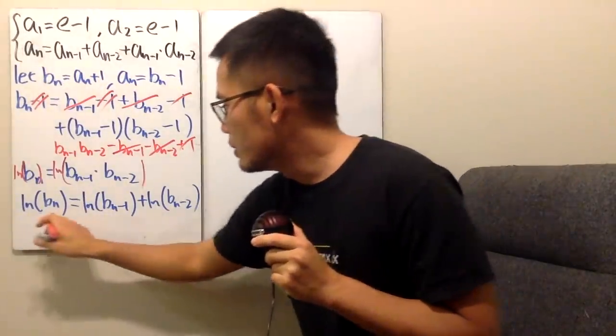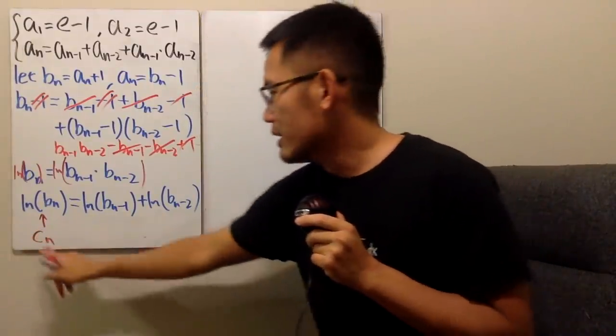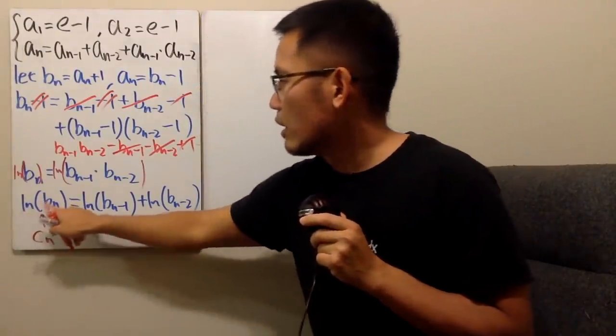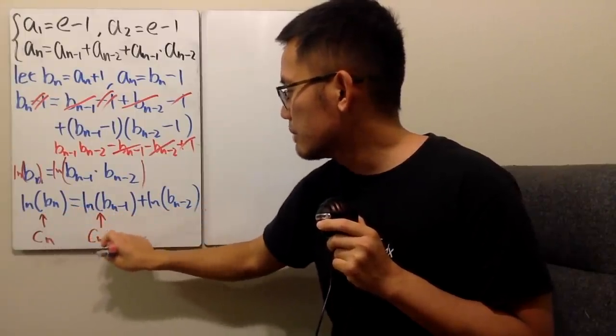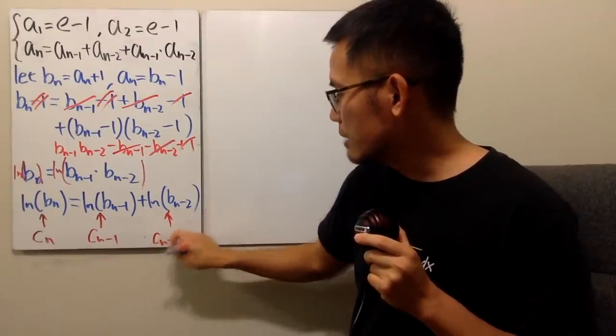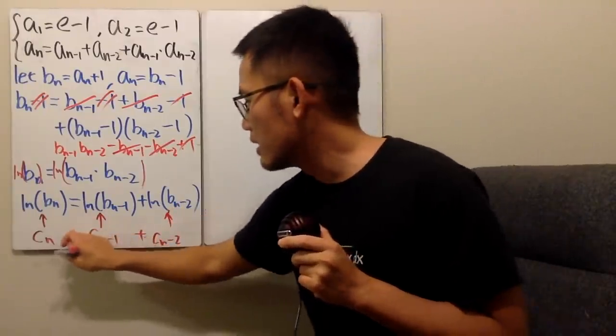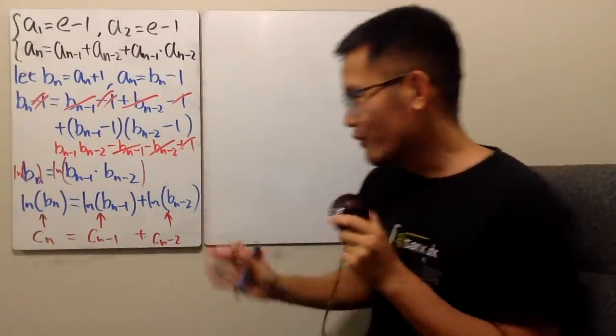All you have to do is call this right here Cn. Well, Cn is equal to log of b sub n. So this right here is just going to be C sub n minus 1, isn't it? Yes. Likewise, this right here is just going to be C sub n minus 2, isn't it? Yes. Here we get back to the original Fibonacci sequence form.